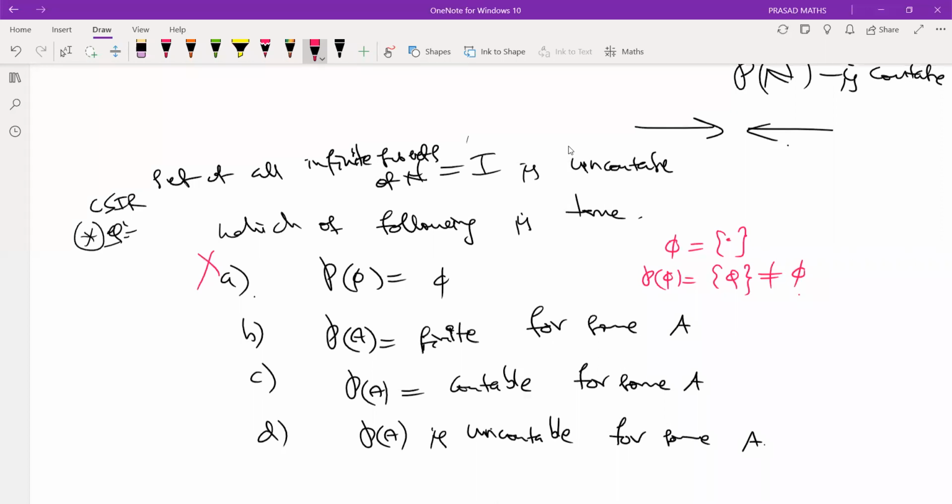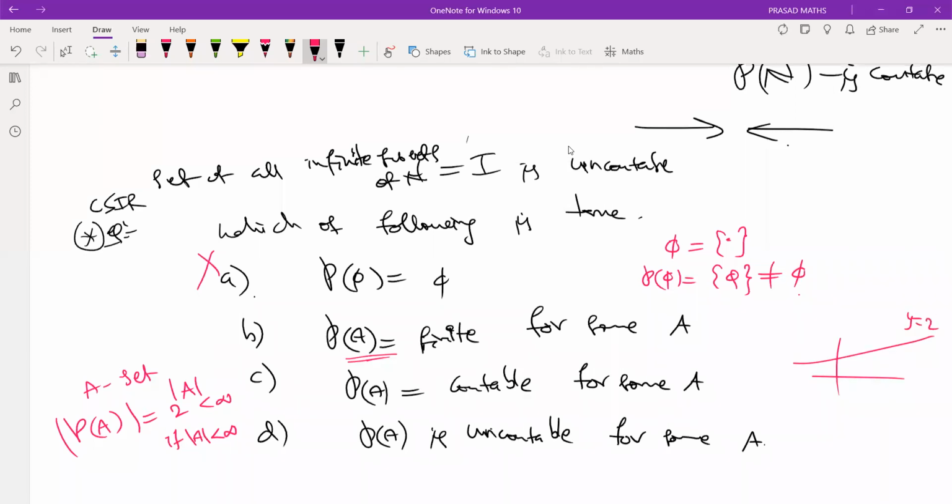Look at the power set. You give me any set, look at the power set. What is the cardinality? 2 power cardinality of A. When do you say that this is finite? If cardinality of A is finite, 2 power cardinality of A is finite. 2 power n is finite whenever n is finite. 2 power A is an increasing function. We have seen y equals 2 power x. Whenever x is finite, 2 power x is finite. So 2 power cardinality of A is finite if and only if cardinality of A is finite.